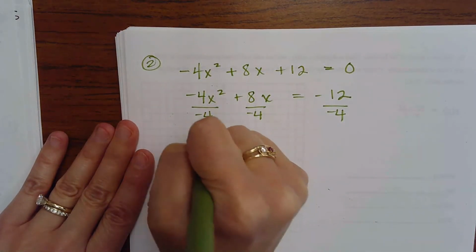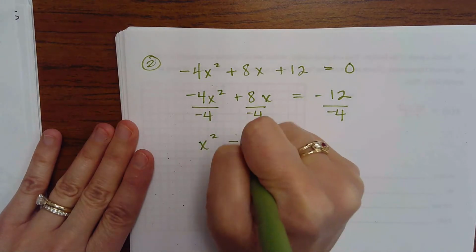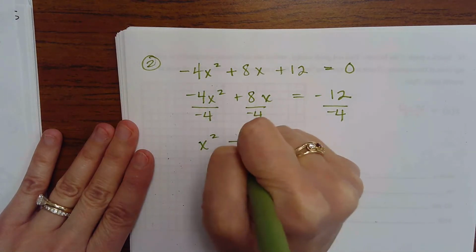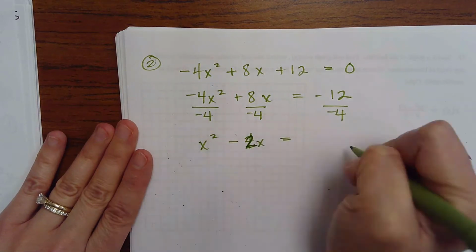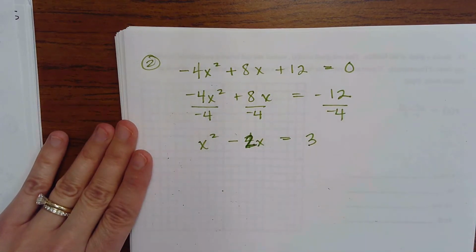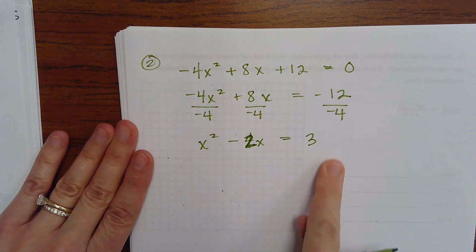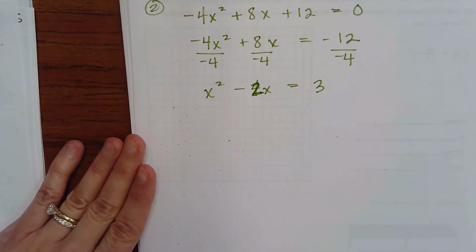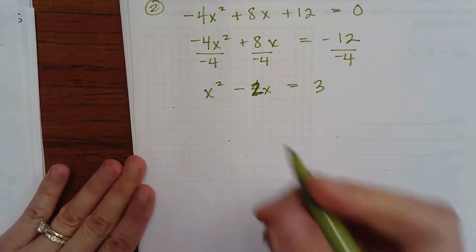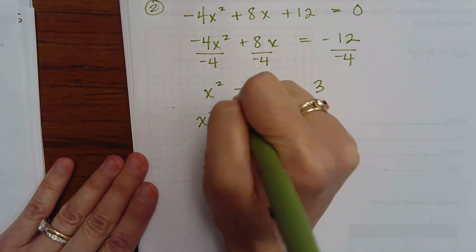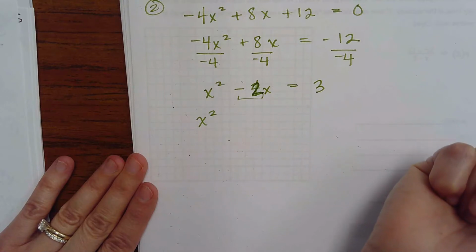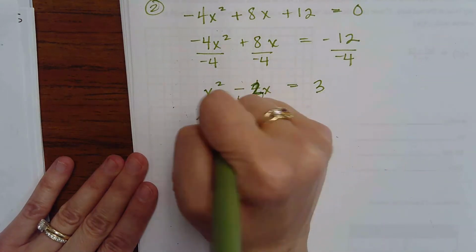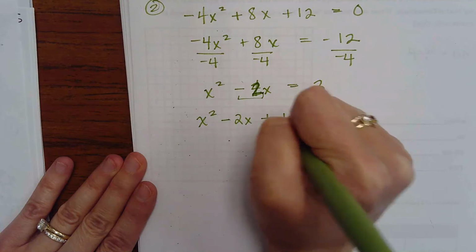And so what I get here is x squared minus 2x, not 4x, equals 3. So I get x squared minus 2x equals 3. Now we continue on. We're going to take half of b, square it, add it to both sides. So b is negative 2. Half of negative 2 is negative 1. Negative 1 squared is positive 1. So we're going to add 1 to both sides.